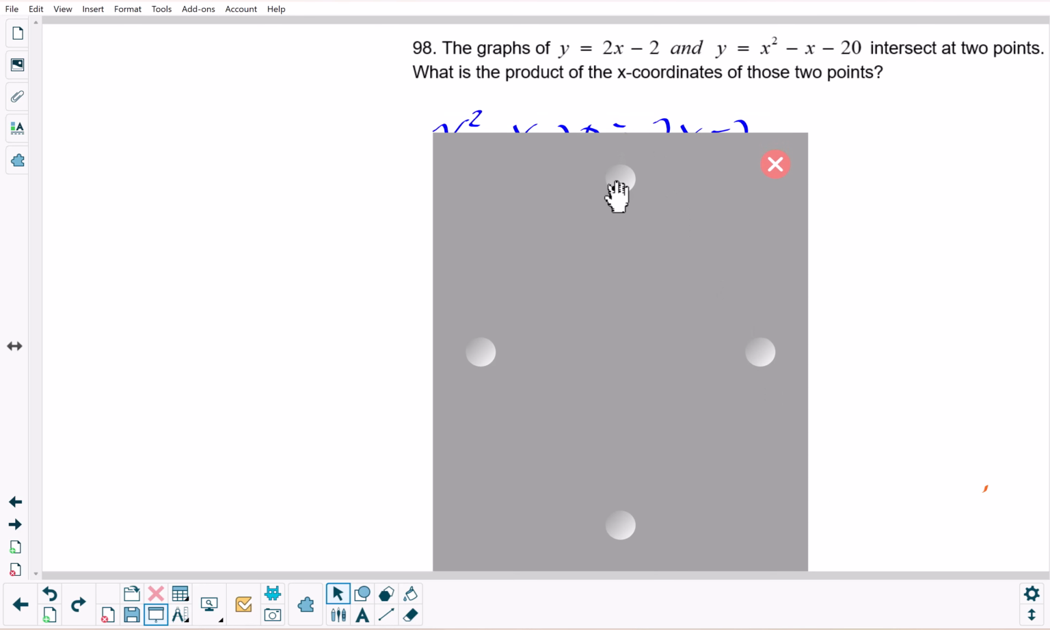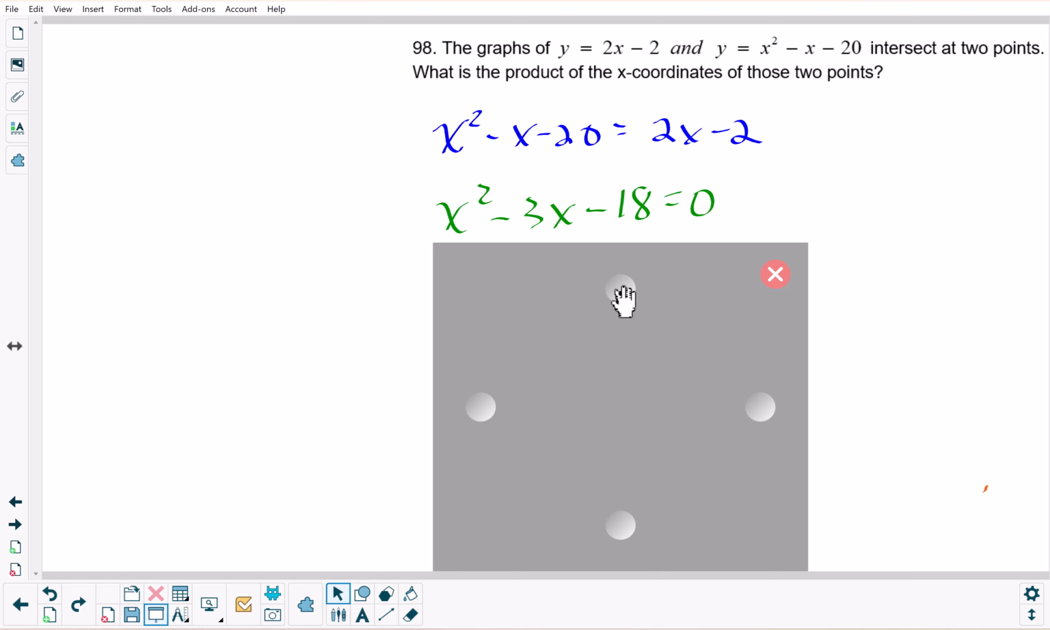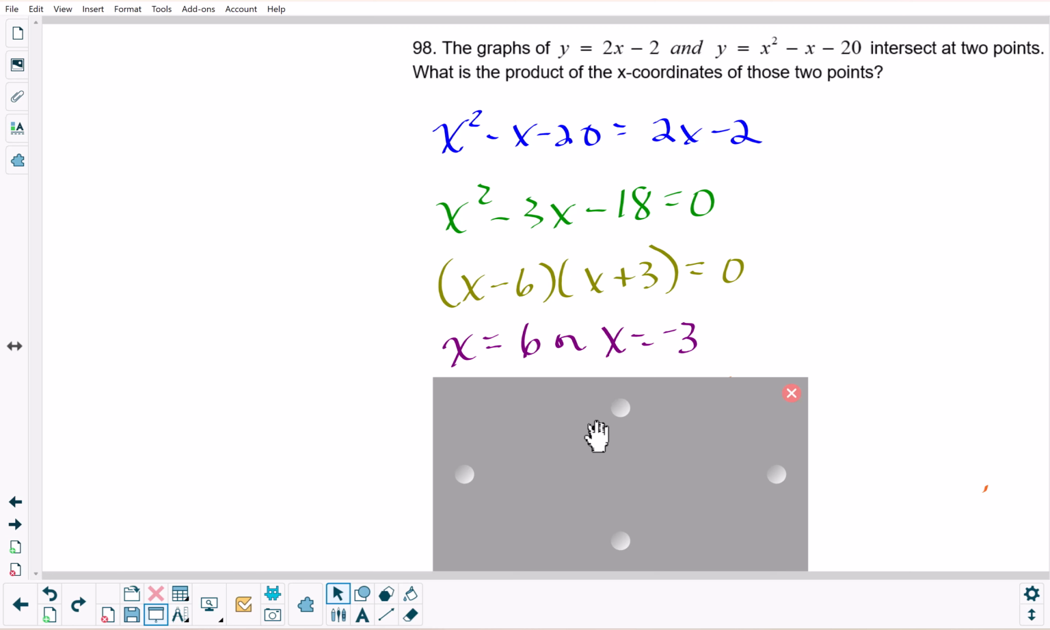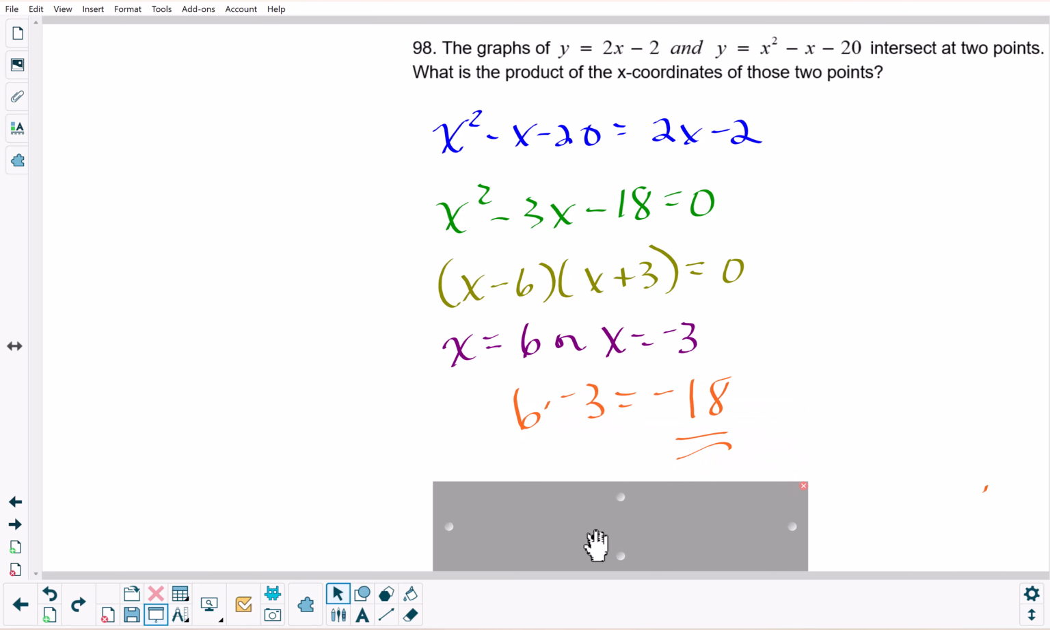The third way is algebraically. I'll set those two y expressions equal to each other, and I'll subtract 2x from both sides and add 2 to both sides. So I get this quadratic equation that is factorable nicely. Setting each factor to 0, we're getting x equals +6 or x equals -3, and getting, again, the same product of the x values.